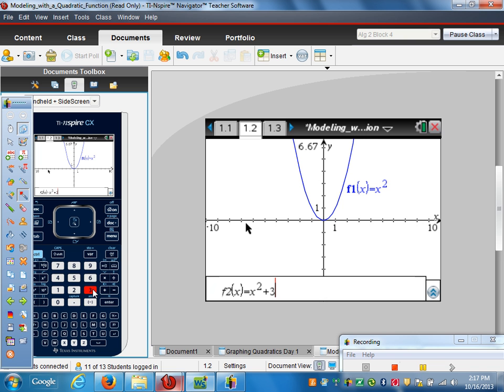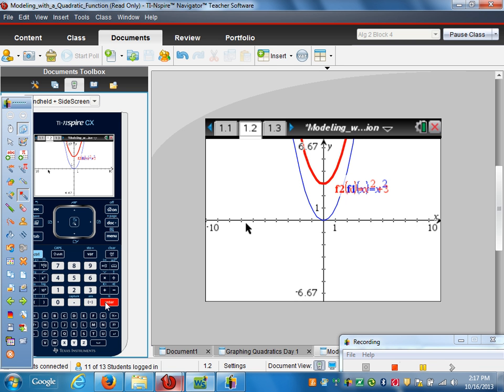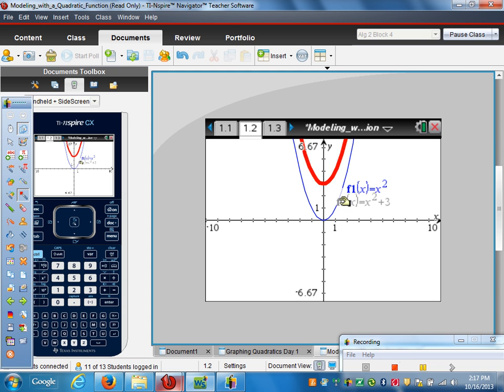If I put +3 on it, which way did it go? It went up 3 units. When you add it outside the function, it goes up 3. So if I put -5 on the end of it, it would go where? Down 5. The number on the end always makes it go up or down.